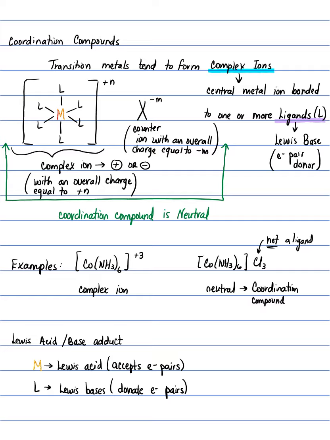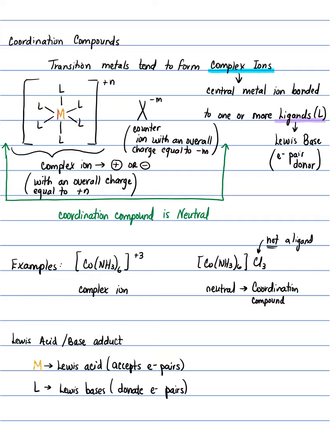So remember that if your complex ion has an overall positive charge, the counter ions will have negative charges. But if your complex ion has an overall negative charge, then your counter ions will be positive. Okay? They will always have opposite charges. The ligands that you have bonded to the metallic center will be classified as Lewis bases. So just to review, Lewis bases are compounds that can donate a lone pair of electrons.